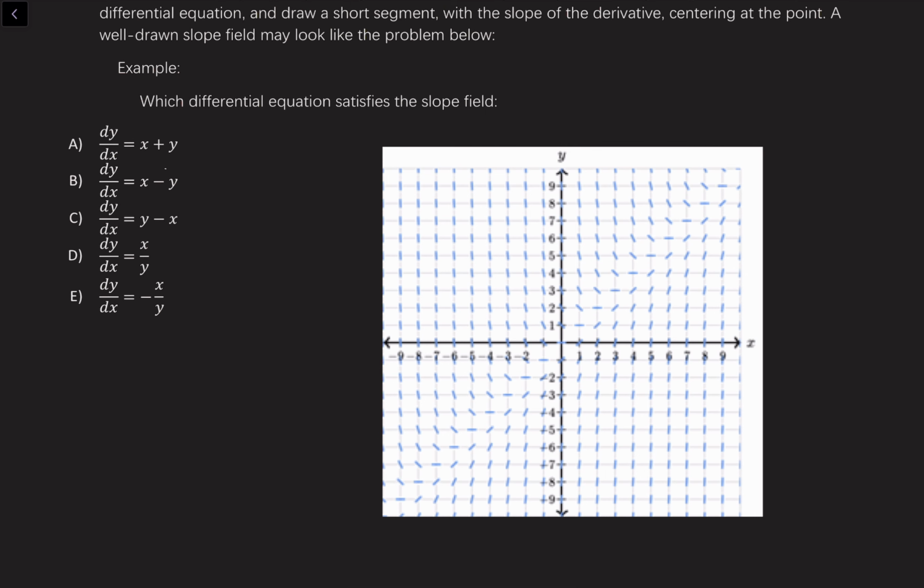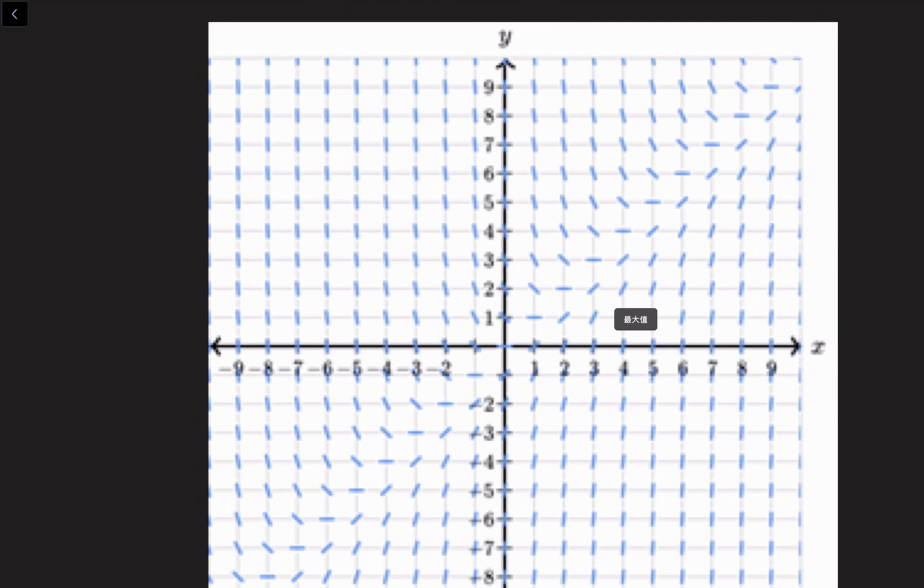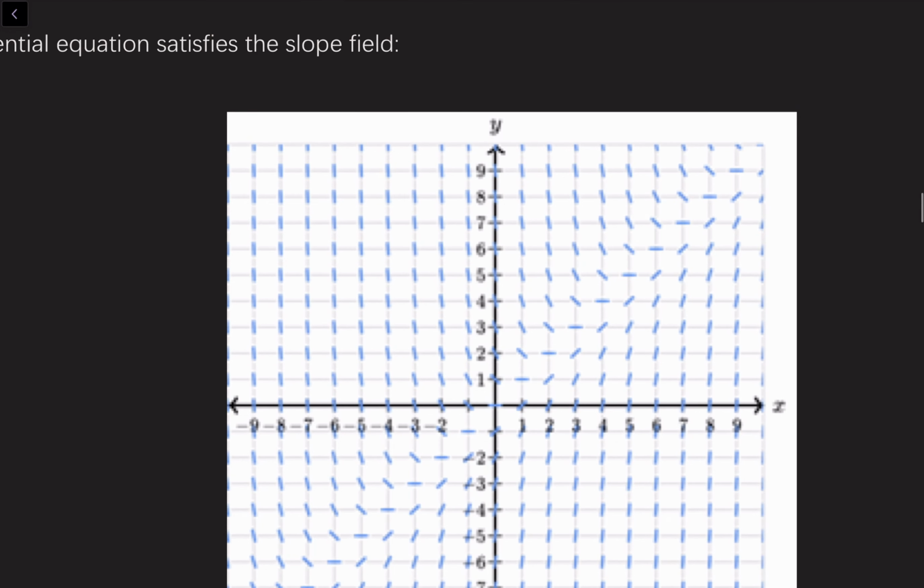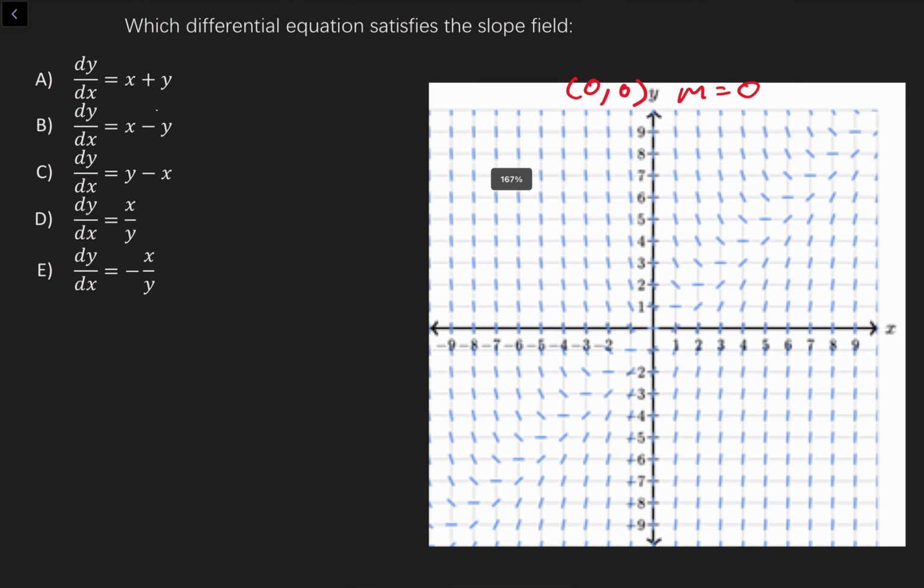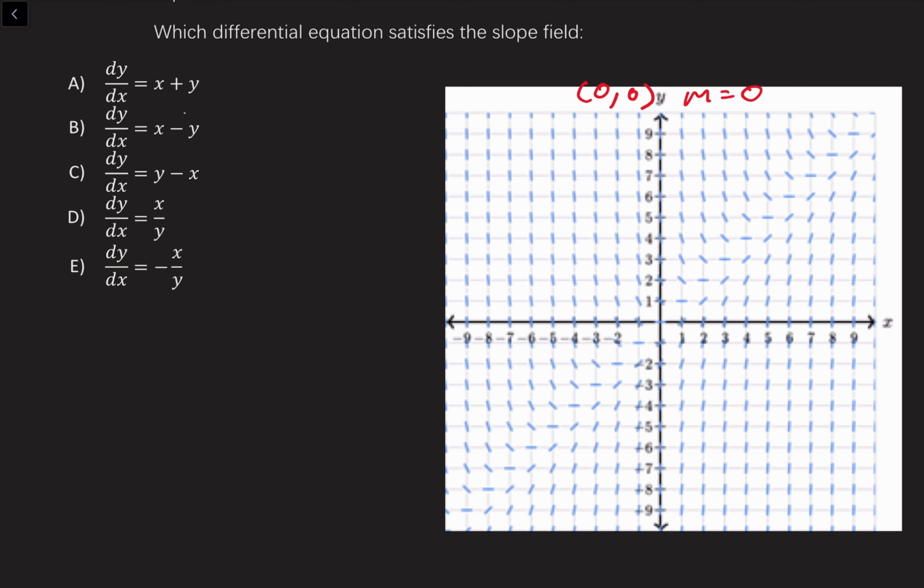But let's work on this example. Which differential equation satisfies this slope field? So let's look. At 0, 0, the slope is equal to 0. So we can already eliminate D and E, because at this point the slope is undefined.